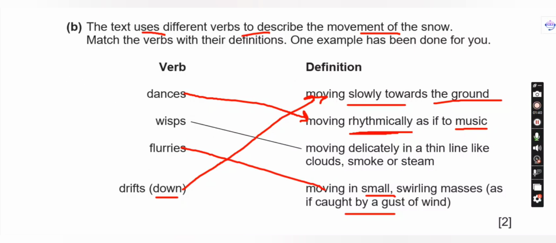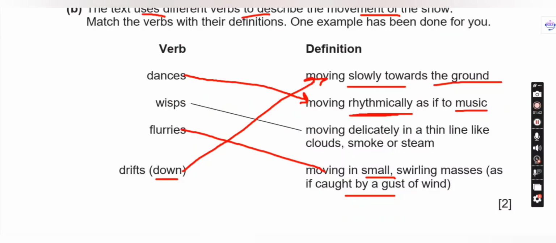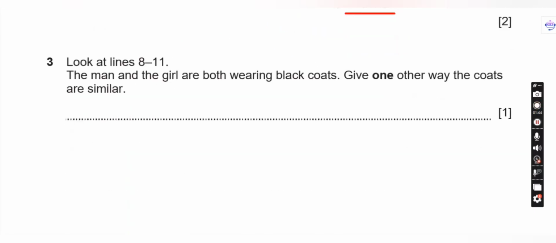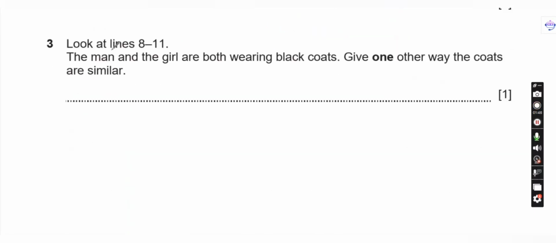Next. Look at lines 8 to 11. The man and the girl are both wearing black coats. Give one other way the coats are similar. Okay. I need a different feature to prove that they are similar.